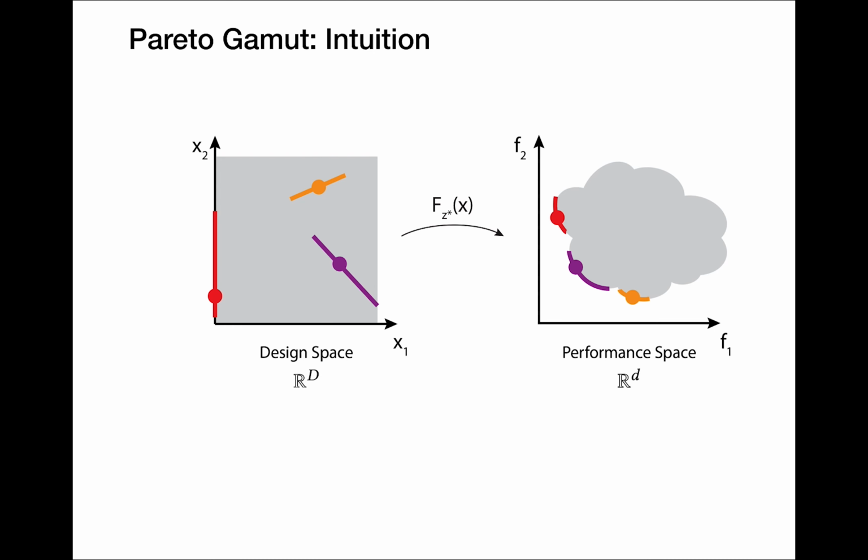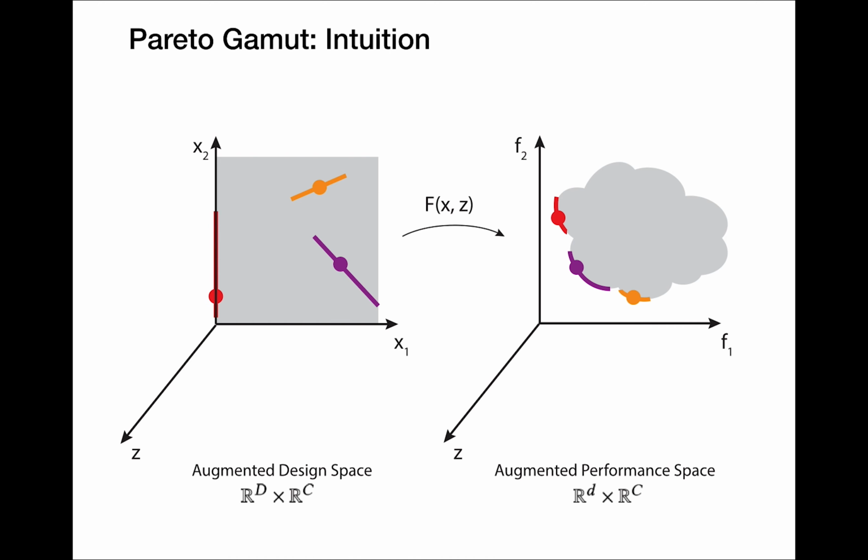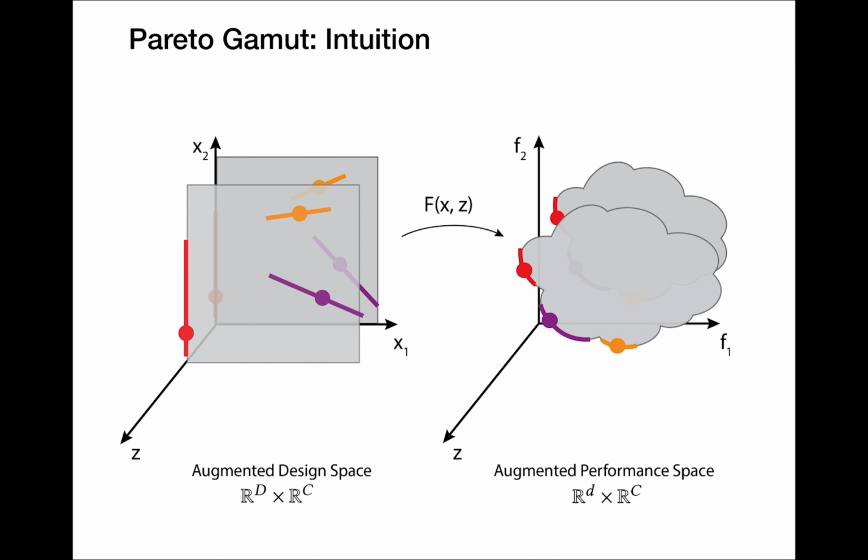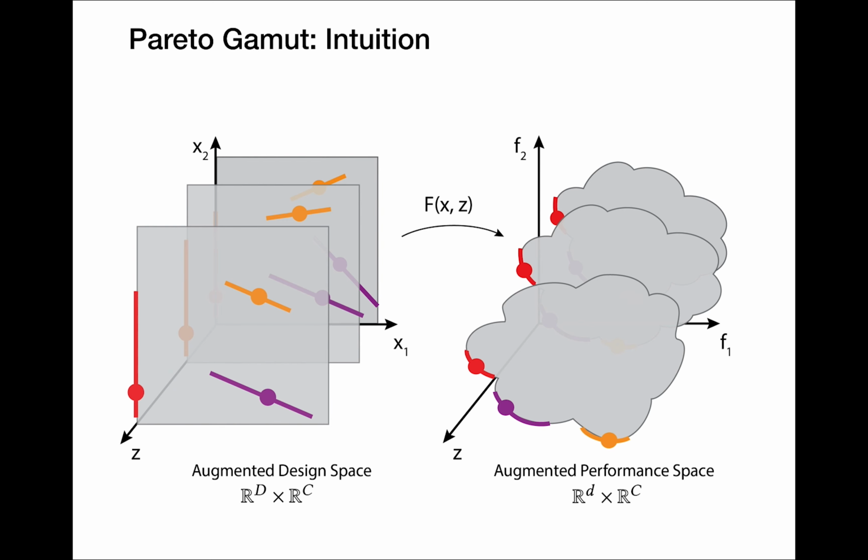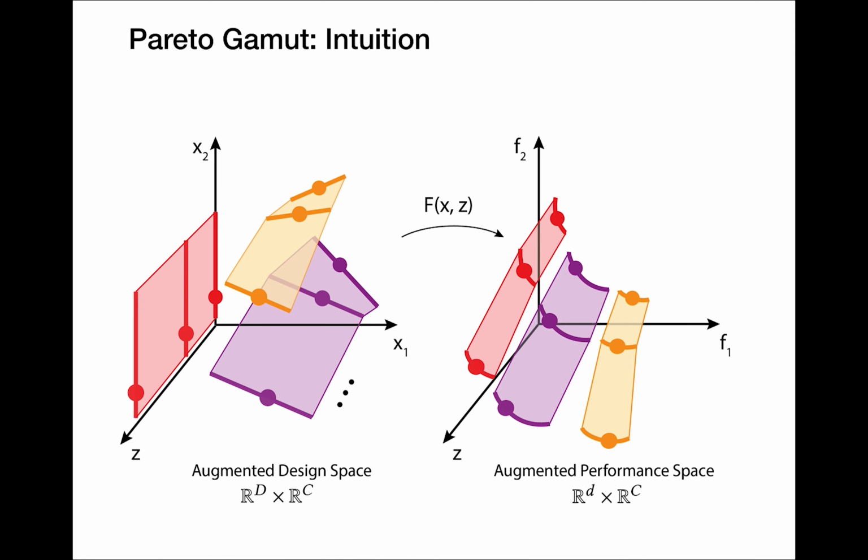To organize these fixed context fronts, imagine stacking them along an additional axis according to their context value. By collecting the fronts at many distinct contexts, we get a clear picture of how the Pareto front changes as the context varies. This collection of Pareto fronts forms a single object, which we call the Pareto Gamut.